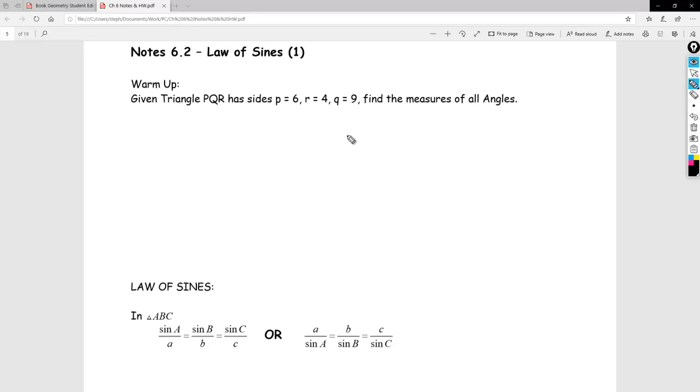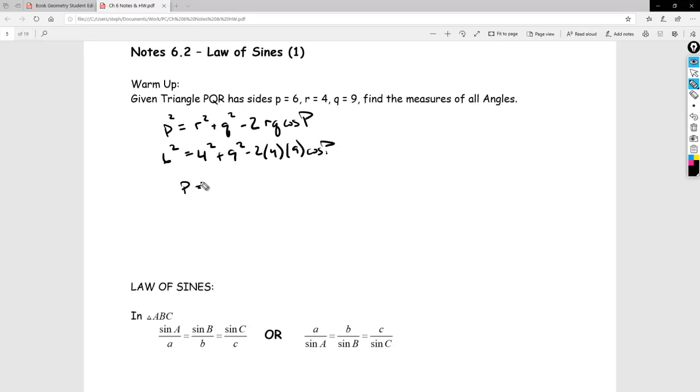Okay, so solving for the angles, I really only need to solve for two angles because I can find the third via subtraction. So it doesn't really matter, but let's solve for p first. If I'm solving for p, I need to use r and q on the other side. So I'm just going to plug in 6 squared is equal to 4 squared plus 9 squared minus 2 times 4 times 9 cosine of p. I'm going to subtract, divide, and then arc cosine. So p is going to be 32.089 degrees.